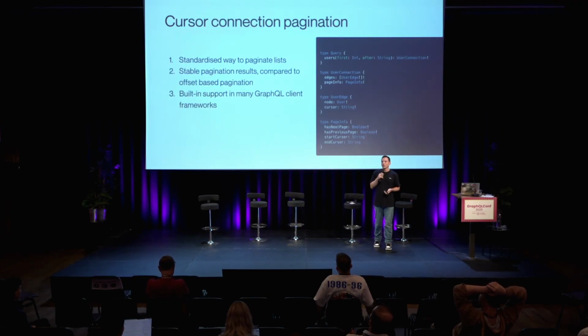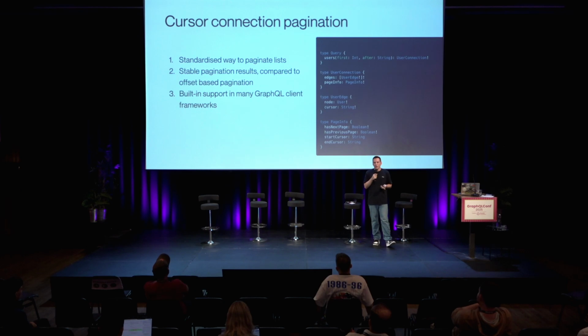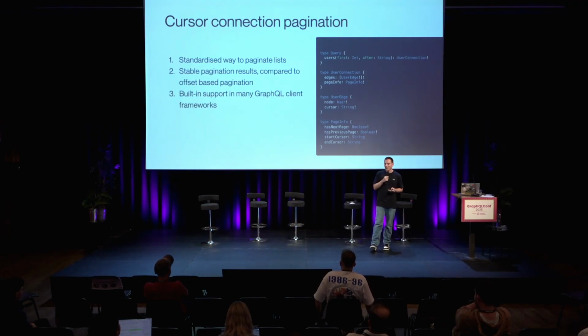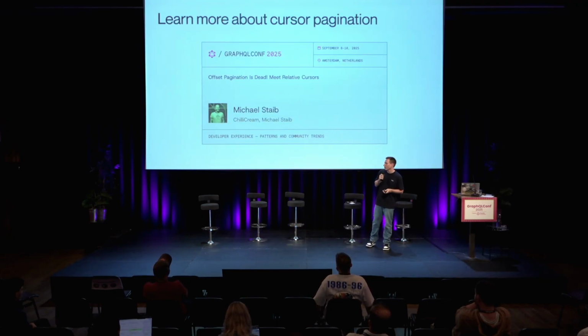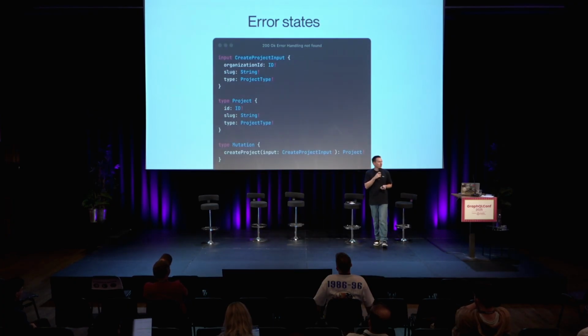So one thing is the cursor connection pagination, which is a superior way of doing GraphQL pagination. Basically, we had different ways of doing pagination over the years, and everything we added to the public GraphQL schema, we made sure that it follows this. There's also a talk about this from Michael. You should check it out. And then the last thing that I want to highlight about schema design is the error states, for which we came up with our own pattern.